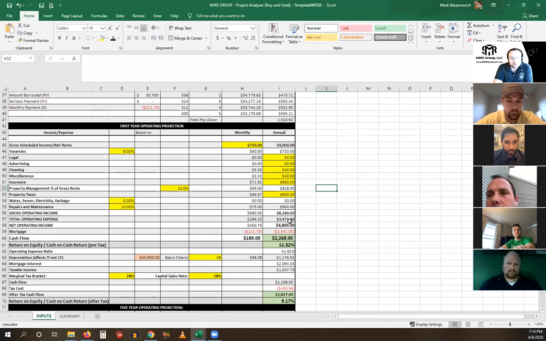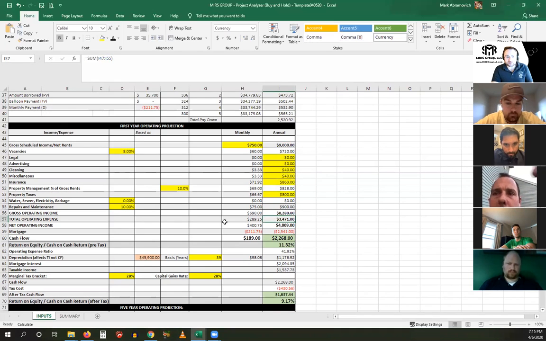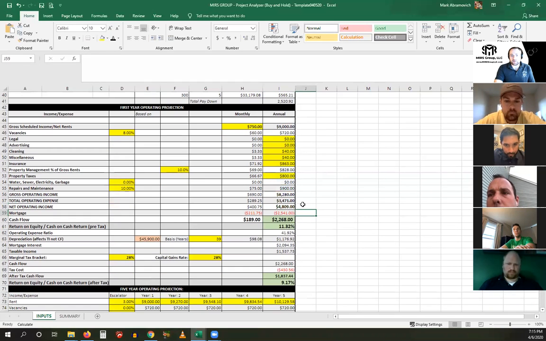Then we have total operating expense. This is the total for all of these items that get totaled up, except for the vacancy. So these are the actual expenses that you need to pay during the year. And then we've got net operating income. Net operating income is the gross rent minus everything else, basically minus vacancy, minus expenses. So this property's net operating income is 4809 for the year.